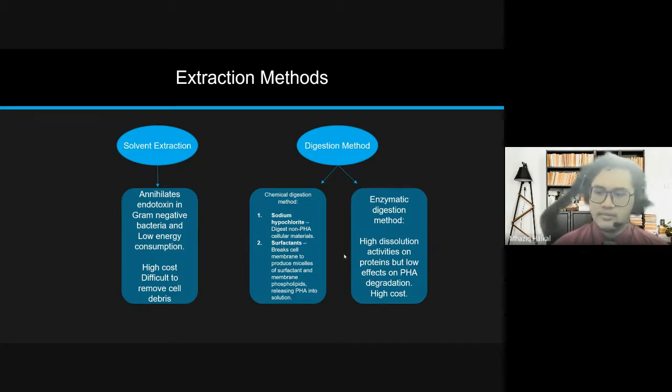And then we'll be talking about enzymatic digestion, which has high dissolution activity on proteins but low effects on PHA degradation, which tells on the advantages and disadvantages of this process. The advantage is that the recovery rate for the bacterial PHA is high, but the disadvantage is that it has a high cost, since we are using lots of enzyme to degrade the cells.